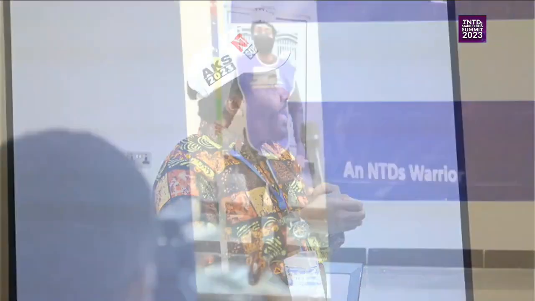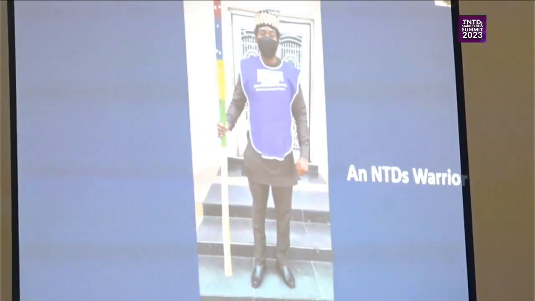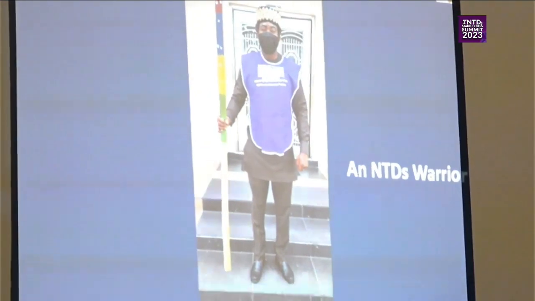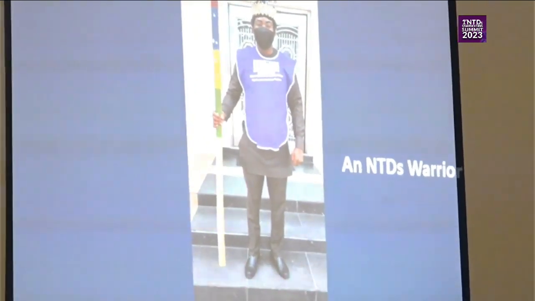Next slide. Okay, so Your Excellency, this is a picture of an NTDs warrior. In the fight against NTDs, we don't use the kind of weapons that are being used in Ukraine and Russia. We have what we call the dose pole, we have our tablets, and that's our own bulletproof jacket, which is a branded apron. That's what we use to fight NTDs in the field.